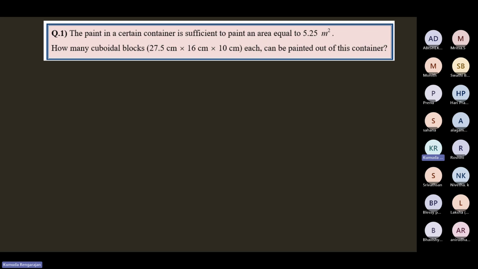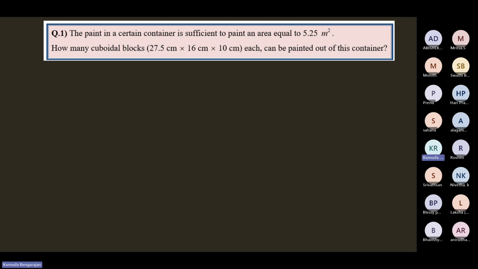How many cuboidal blocks each can be painted out of this container? Now the question is, should we find the volume or area? That's what we have to decide. You have to find the number of cuboidal blocks, but in the calculation, should we find the area or volume? Now, where will the cuboidal blocks be painted? On the surface. The surface of the cuboidal blocks has to be painted. Surface meaning surface area you have to find.